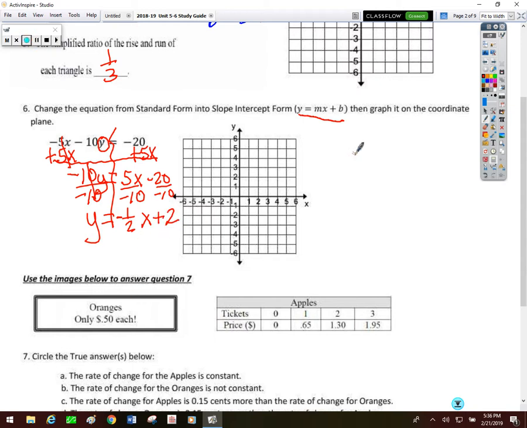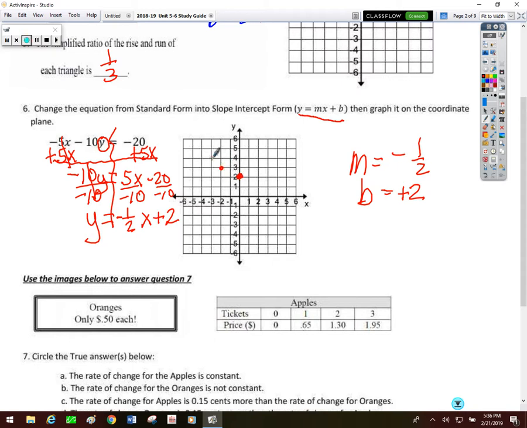So now we can graph this. I have a slope of negative 1/2, and I have a y-intercept of 2, right? Plus 2. So let's graph that. We'll start at 2, okay? And my rise is going to be 1 because remember it's rise over run. So we're going to rise 1, and this says go left 2. So up 1, left 2.